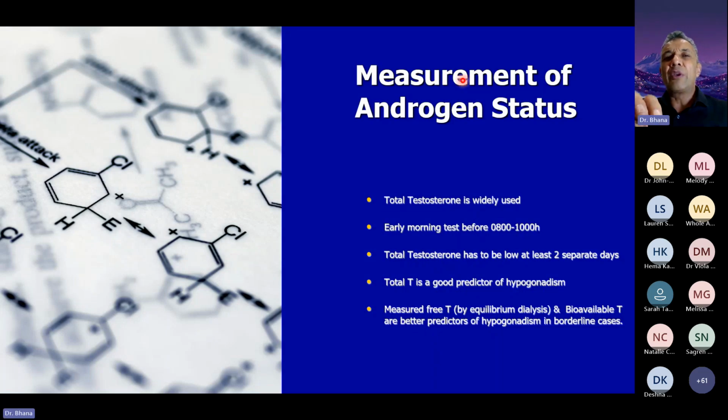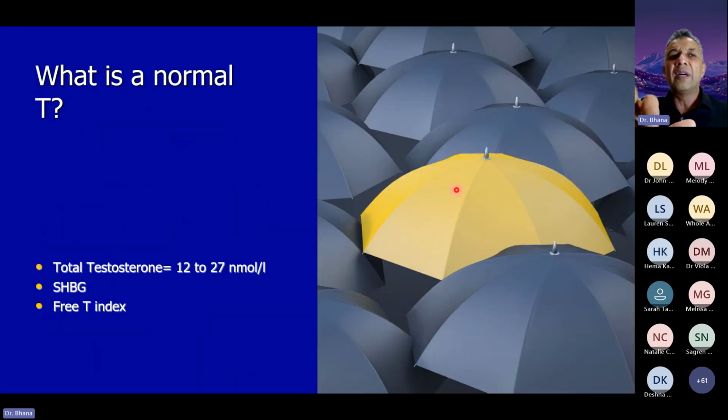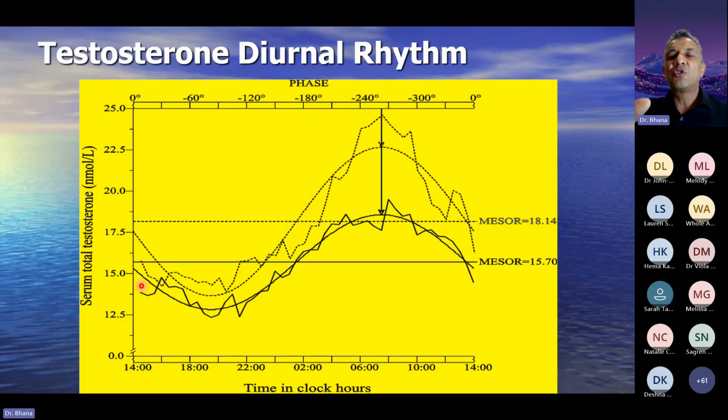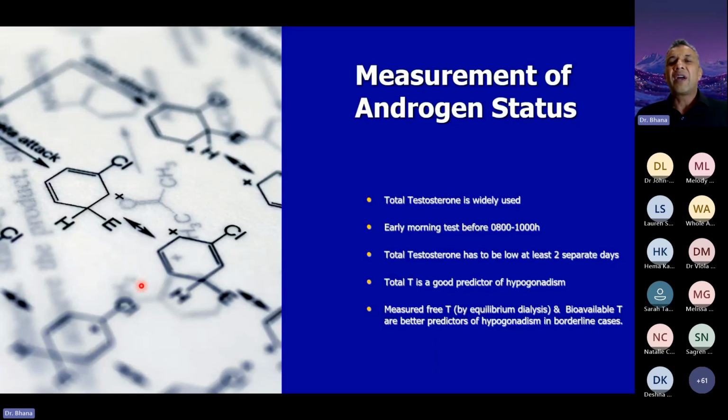So how are we going to be measuring testosterone? We need to decide which tool we're going to be using. World over, people have decided to use total testosterone. And so I think if we all stick with the same tool, we're all likely to try and achieve similar results. And of course, it helps if everybody uses it as a study tool. And so total testosterone is widely used. We say, do your test early in the morning. I do mine fasting between 8 and 10, so it gets standardized.